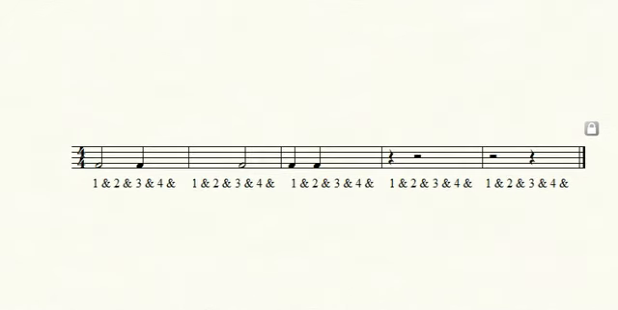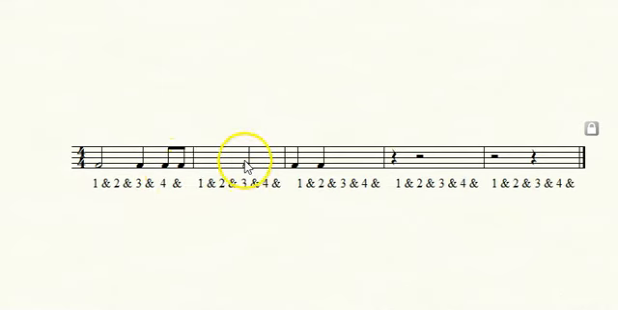For our exercise, we are going to complete the measures below using beamed eighth notes. Let's go. In our first measure, we see the first three beats are occupied by a half note and a quarter note. So we have beat 4 and the and of 4 to fill. We can use a pair of eighth notes.